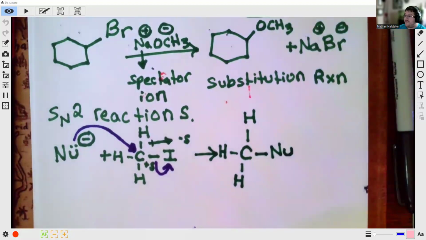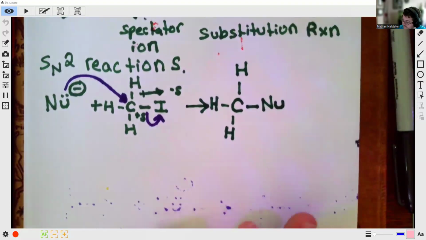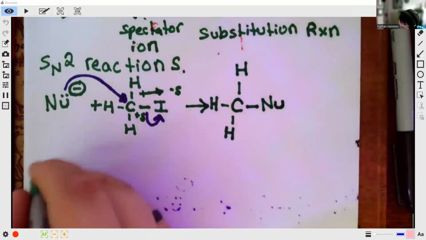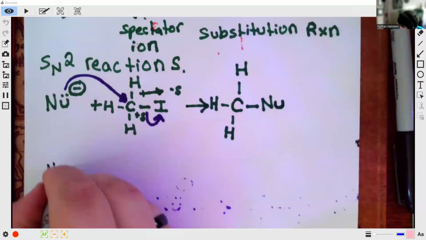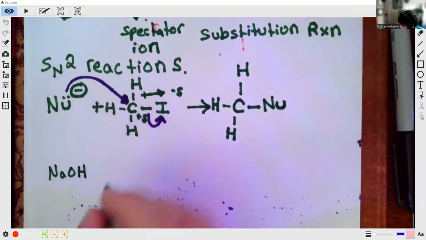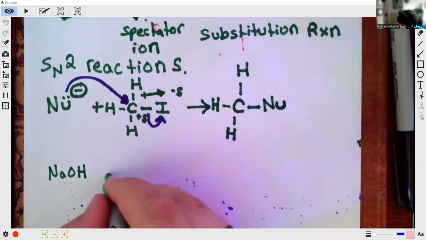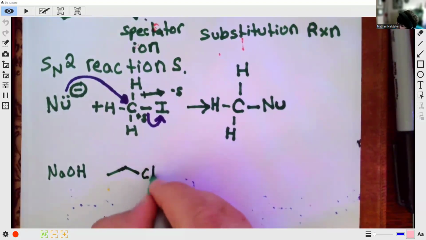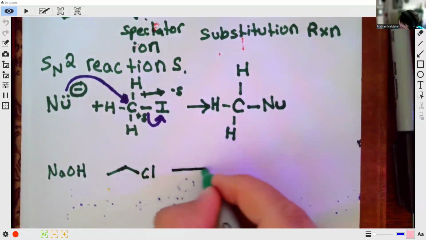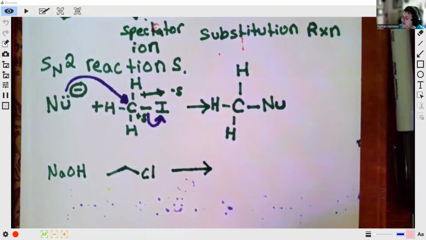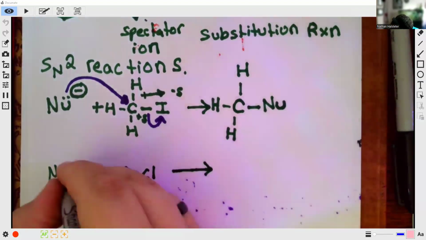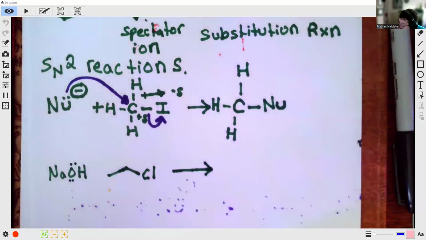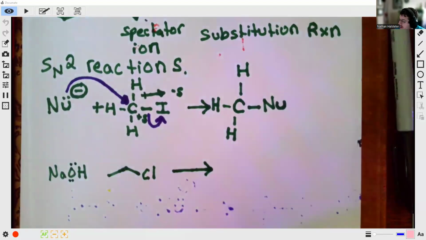All right, now let's look at a real life example. Say we have sodium hydroxide and 1-fluoroethane. How would the arrows look for that reaction? Take a second, see if you can figure it out. Find our nucleophile, find our electrophile, then try to predict your products.